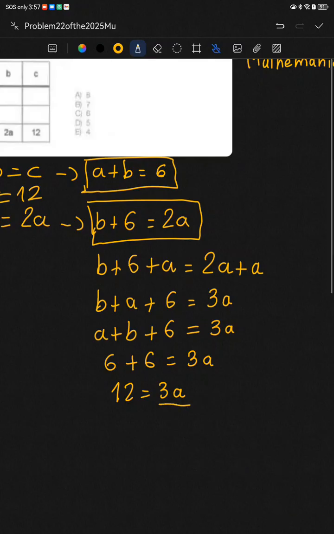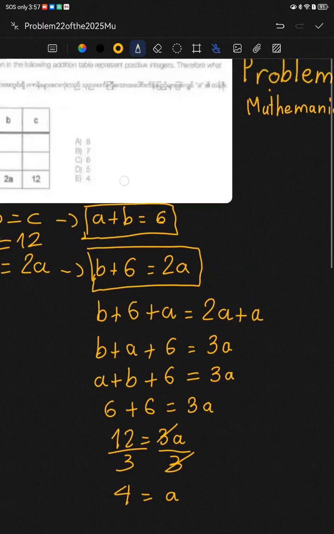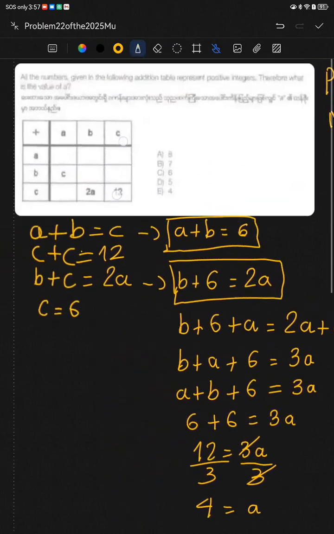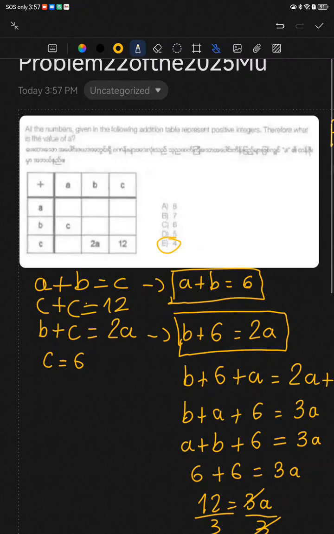We divide both sides by 3. 3 cancels out with 3. And 12 divided by 3 is just 4. So the value of a is 4. And that's the answer.